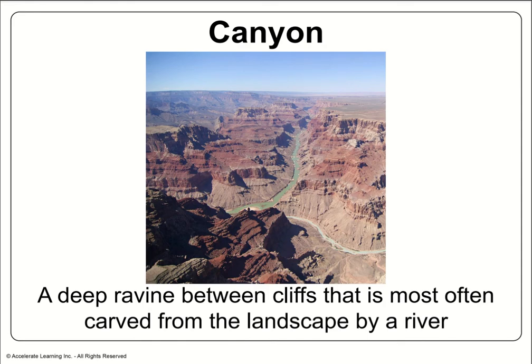It is a deep ravine between cliffs that is most often carved from the landscape by a river. And as we have discussed previously, it is created by weathering and erosion. So the river moves through, weathers away the rock, and erodes or carries away the sediment.